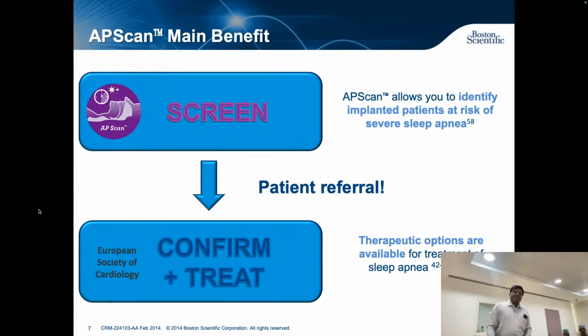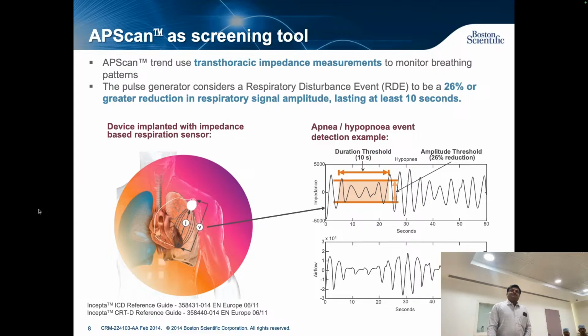If you are able to screen for sleep apnea in a patient, there is a possibility you can confirm it with the patient and treat as per the European Society of Cardiology. So treatment options are available for sleep apnea. So how will the Boston Scientific device recognize this? With the trend, with the sensors that Boston Scientific has.